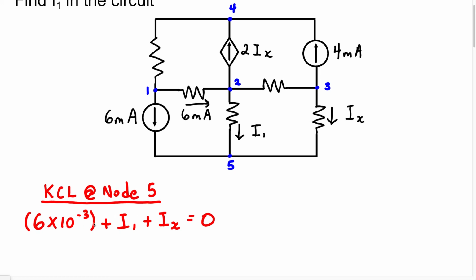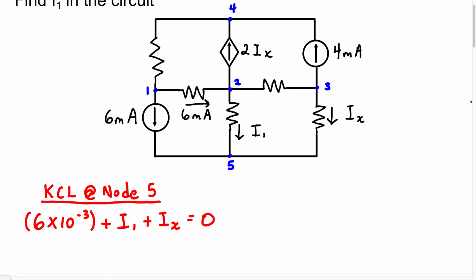Now we have this equation. We have 2 unknowns, so this cannot help us find I1. But what we do know is if we find IX, we have a relationship between I1 and IX to then find I1. Therefore, it's important that you remember that you found the relationship for I1 and IX. So let's do something else now.